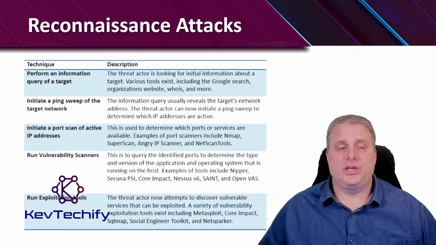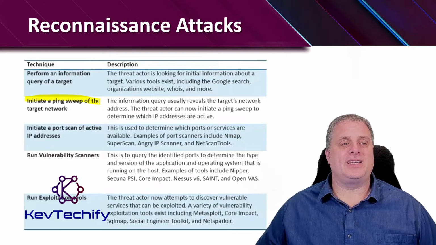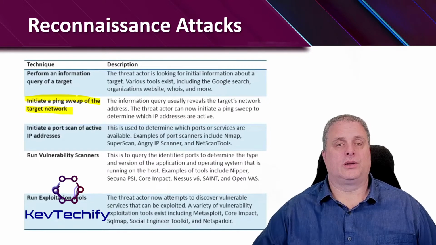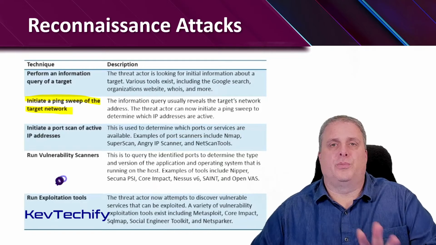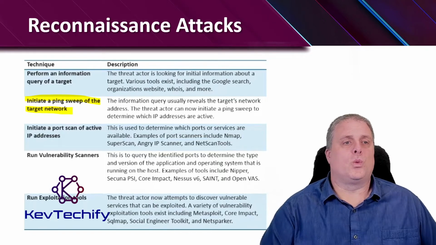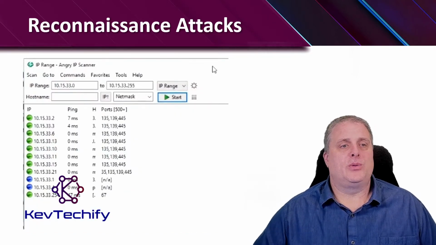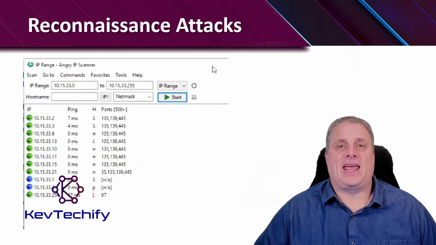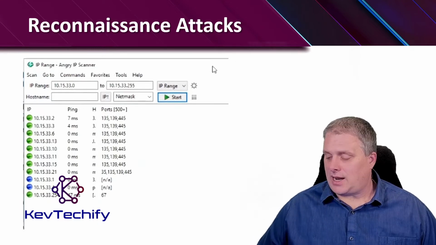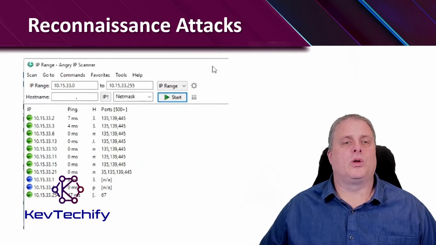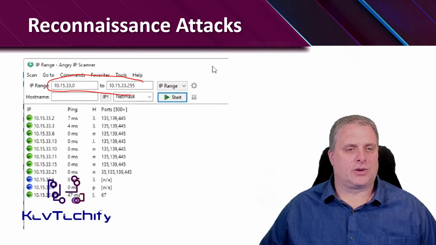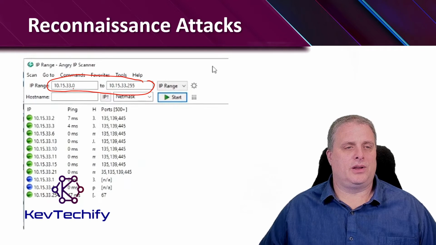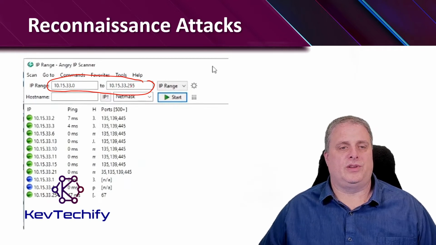Continuing on, we could do something like a ping sweep of the target network. And there are a lot of tools that are readily available to do a ping sweep. Here is one of those tools, IP Range by Angry IP Scanner. Here I did a ping sweep on my local network of the range of IP addresses right here, 10.15.33.0 all the way up to 255.